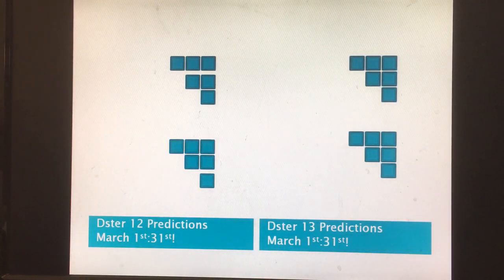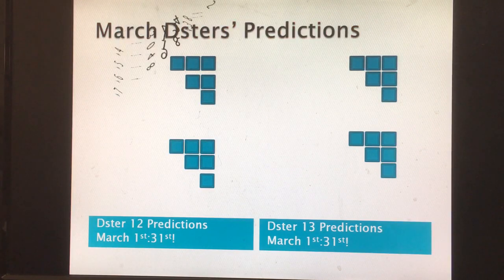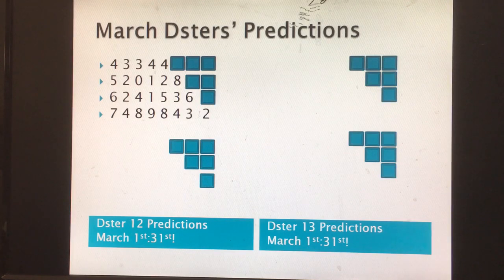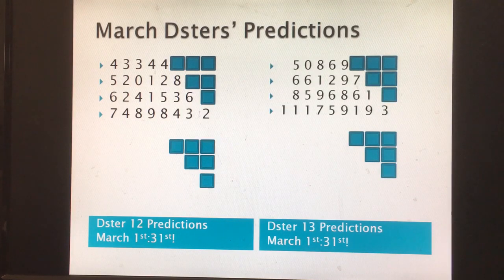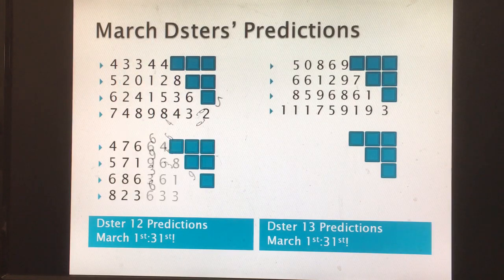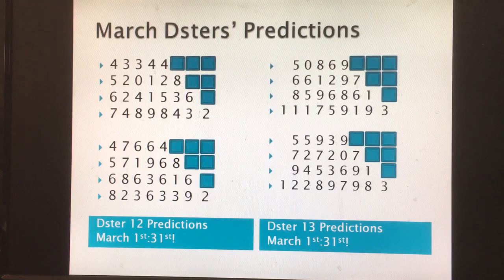And the D-star for the month of March for the Mega Ball or Powerball are on the right side. And the left side is for pick 3 and pick 4 for March. And take time and copy the D-star prediction down. So we use D-star 13 for March 1st and 31st. You can even use D-star 13 too.